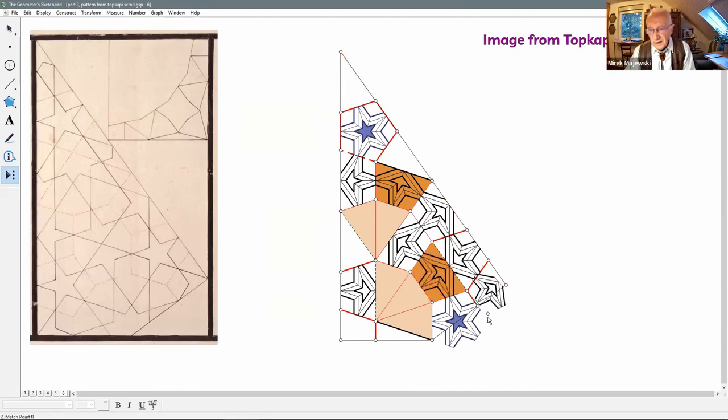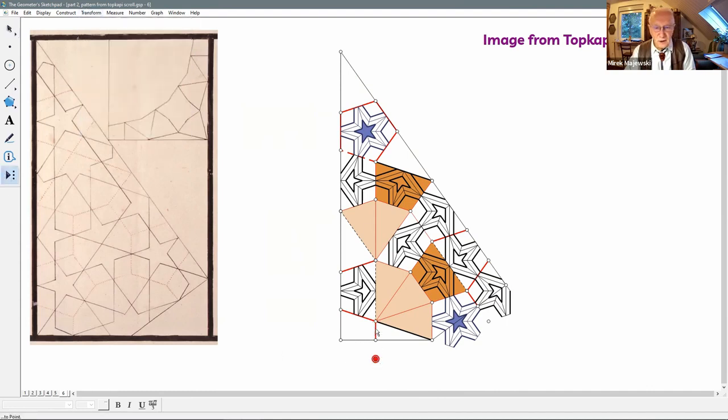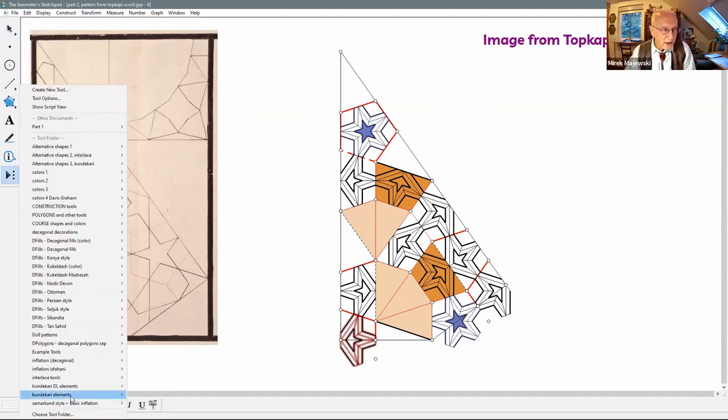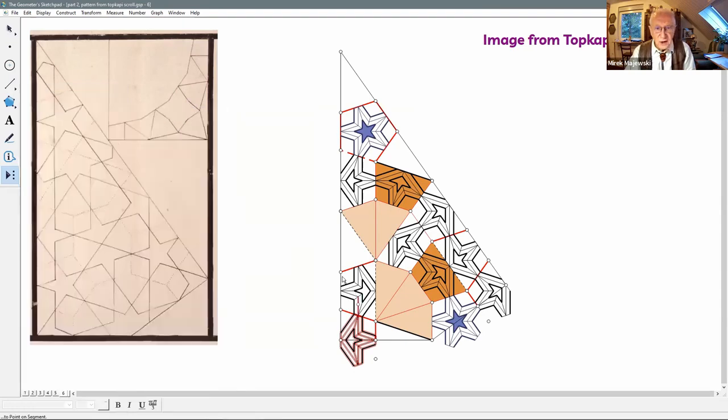Okay, and then this way. And of course, there's one more. Okay, just here, reflect this point. So I can also put it here. And now what else I can do, I can take the long triangle and I can fill it with the pattern like this.